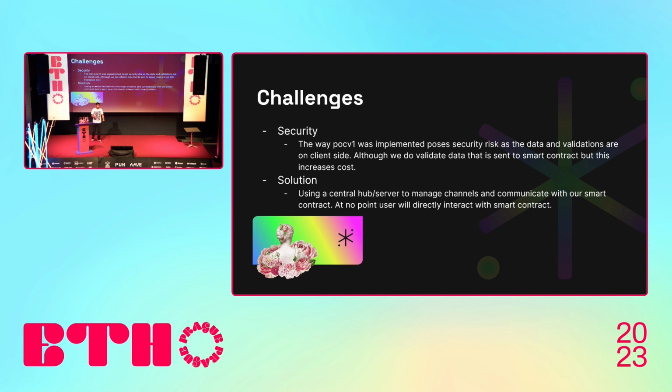The challenge we saw with the POC was security. Since everything was off-chain on the client side, it was easy to tamper with. The solution was to implement a central hub or central server, like a proxy, which will interact directly with the smart contract instead of the user. So the user will only interact with the Channel 4 server, and then everything will be done on the smart contract. The reason is that we cannot do every validation on the smart contract because it would be too expensive. So to reduce the cost, we are using a central server.